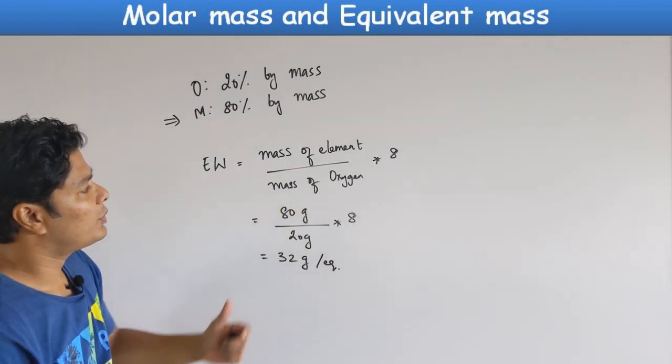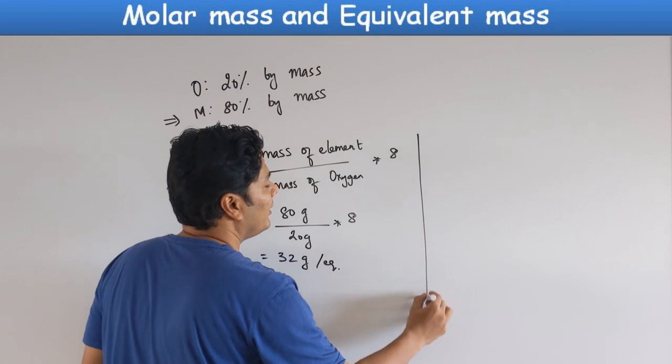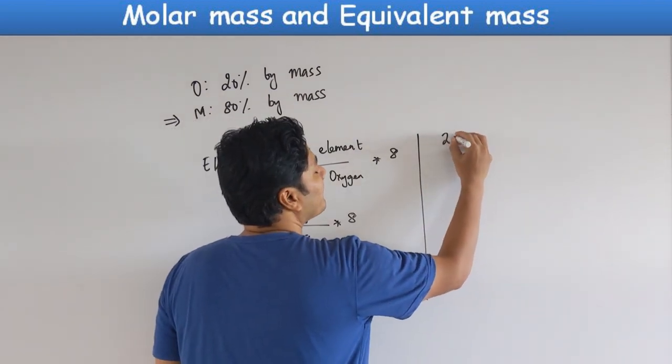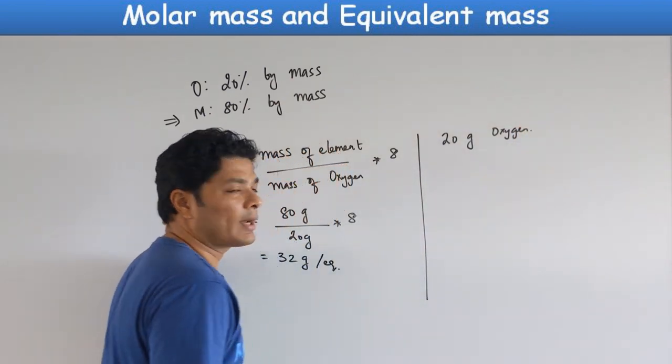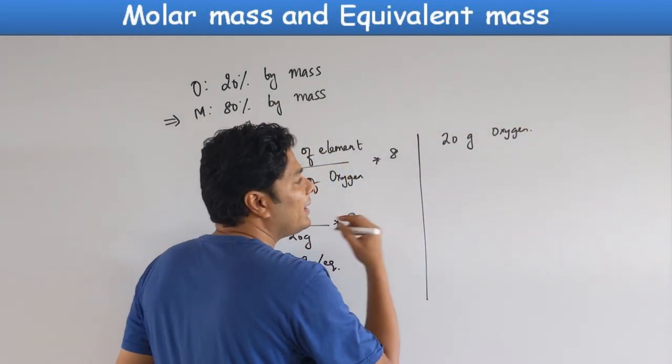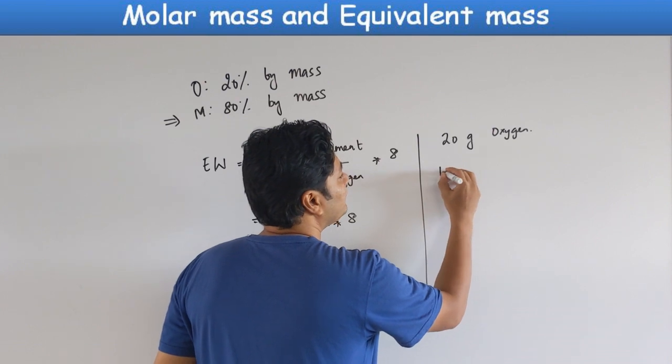So how do you get this formula? For example, let's take here what I have: 20 grams of oxygen. That's what I have. So how many equivalents of oxygen do I have?